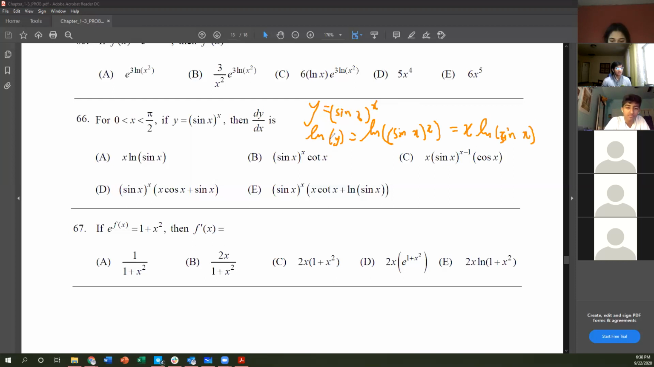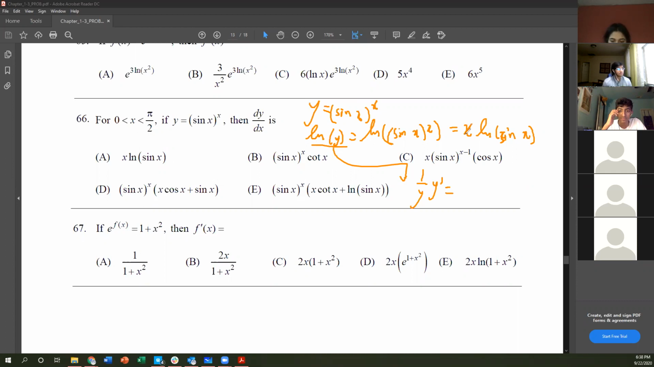So now I know that I can differentiate both sides. What would be the derivative of the left side, Gautam? Just natural log of y. What's the derivative of that? 1 over y? 1 over y prime, right? Because I have to differentiate that. And then here we have to use the product rule, and the chain rule. So what would this be?